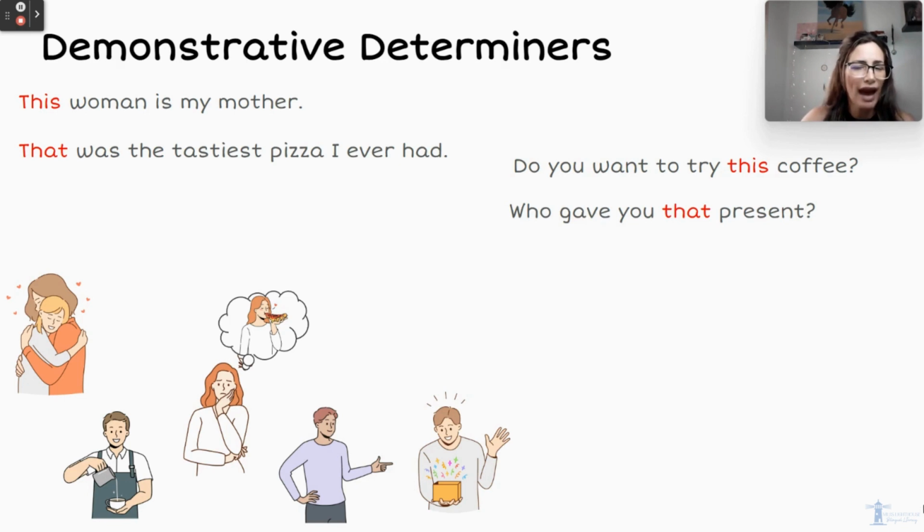Who gave you that present? Say it slower now, so those of you that want to can repeat. Who gave you that present? Again, that for one, and that because this is the man that's asking about the present. He's not holding it.